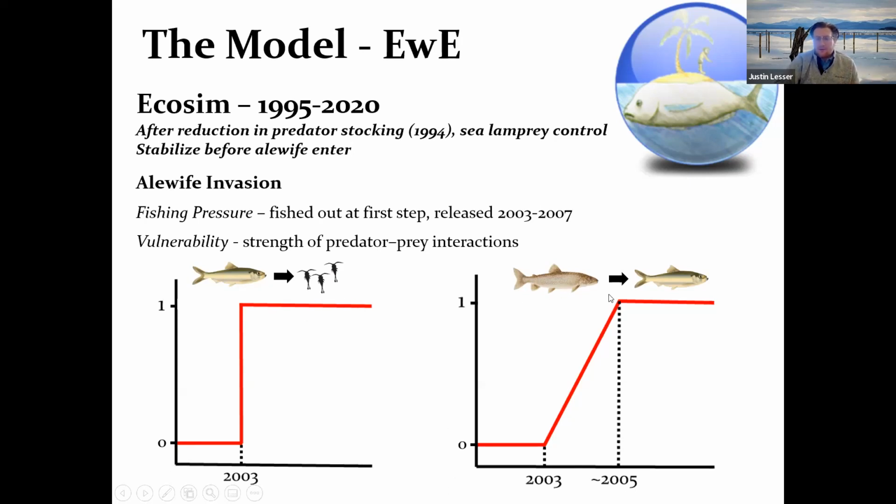Here is an example of a predator impact on alewife, where again, there's no impact up until they invade in 2003. And then right around 2005, we know that alewife really took off in 2007, but we're assuming that predators quickly figure out that alewives are really good to eat. And so that modulates that interaction that way.